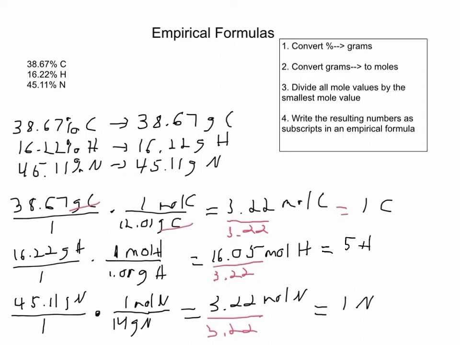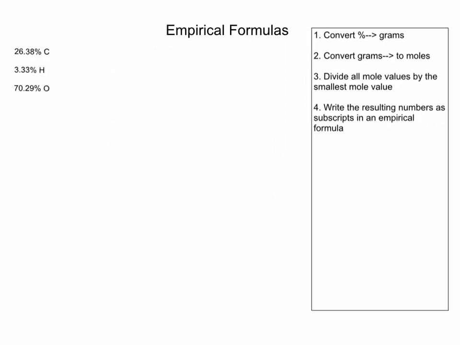So now we're on to step 4, and we write the resulting numbers as subscripts. So our final answer is C1H5N1. And that is the empirical formula of this compound with this percent composition. Let's try one more problem, and this time I'm going to just write out all of the steps. I'm not going to talk through them, but there's going to be a difference at the end here with these numbers.